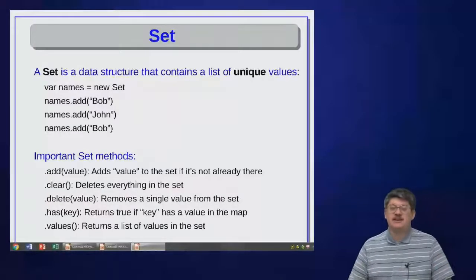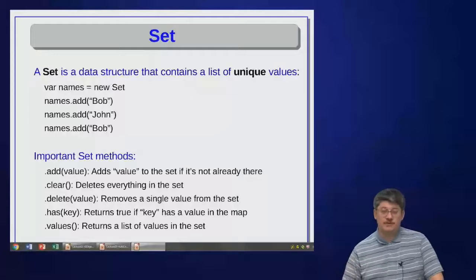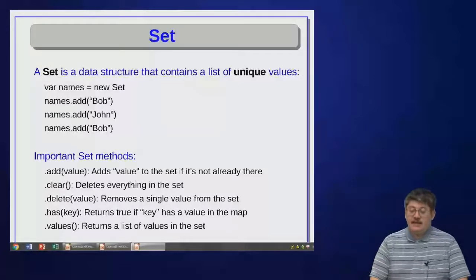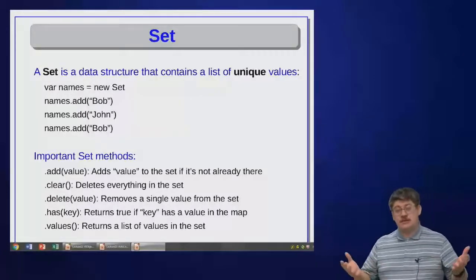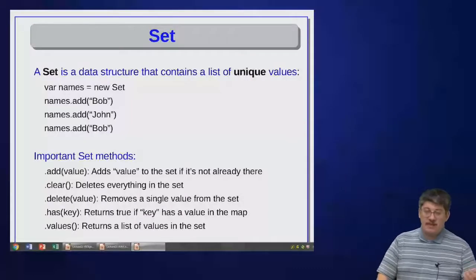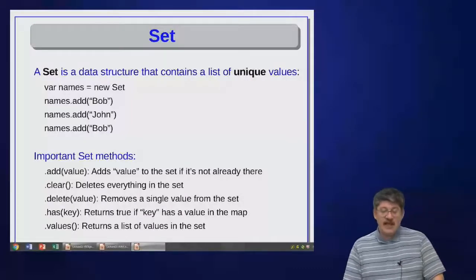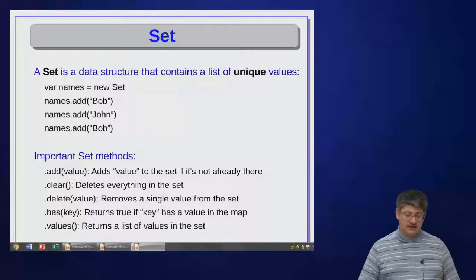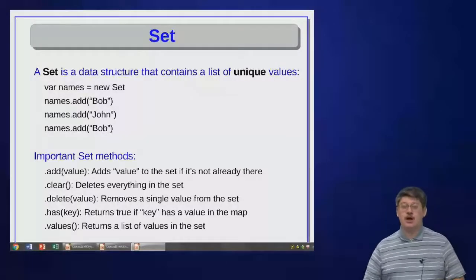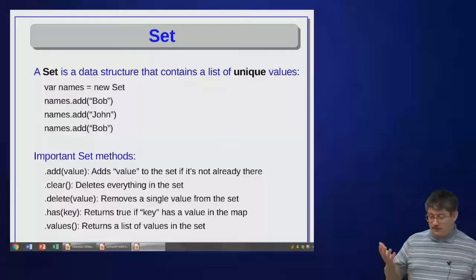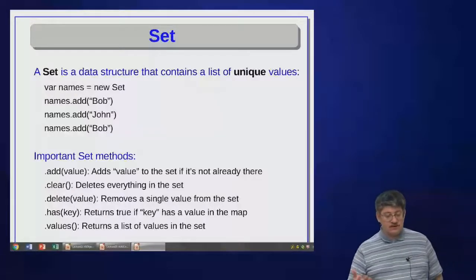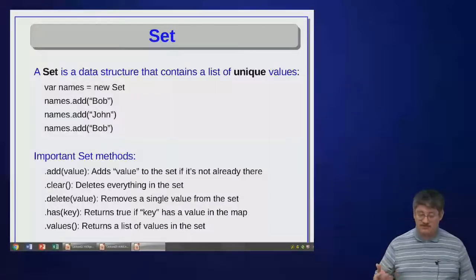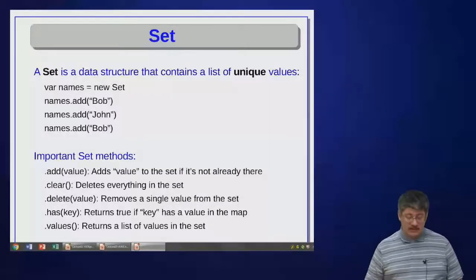Speaking of sets, a set is another object that JavaScript provides for you. It basically is like an array, except that you have to have unique values. So here I make a new set named names, and to those names I add Bob, John, and Bob. The first time I add Bob, it'll put Bob in the set. The second time I add Bob, it's going to ignore it, because Bob's already in the set. So this is sometimes useful for removing duplicates. You've already seen that there's an add method, there's a clear method, a delete method, a has method, a values method, and many other methods that you can look up online very easily.